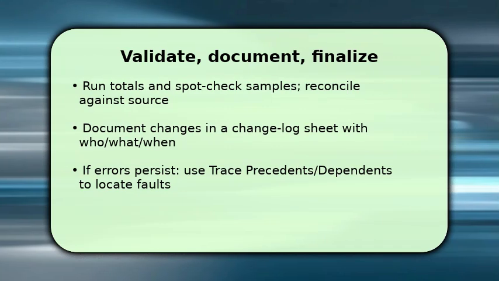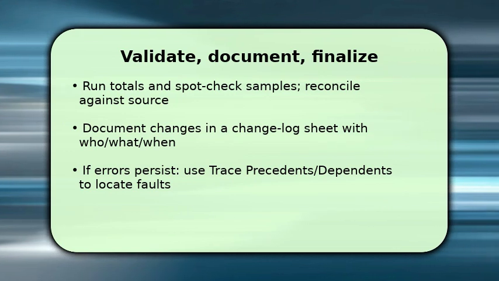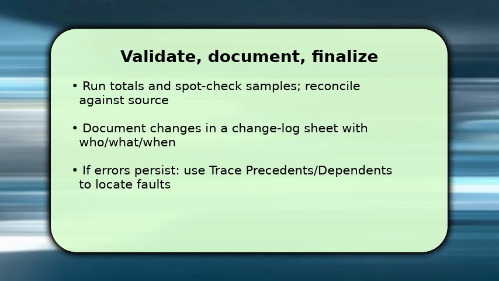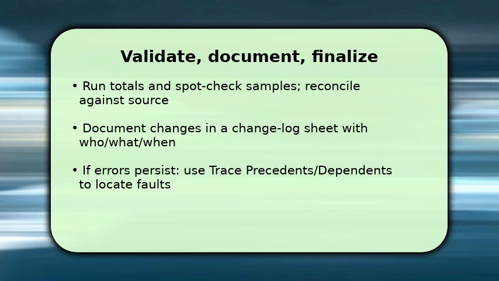You finish by validating and documenting your work so the fix sticks. Run totals and reconcile random samples with the original source to confirm accuracy. This proves the sheet is fixed. Then create a change log sheet listing who changed what and when, which explains why formulas were altered. If a stubborn error remains, use trace precedents and trace dependents to follow the calculation chain and find the root cause. Finally, save and communicate the backup location so everyone uses the corrected file.